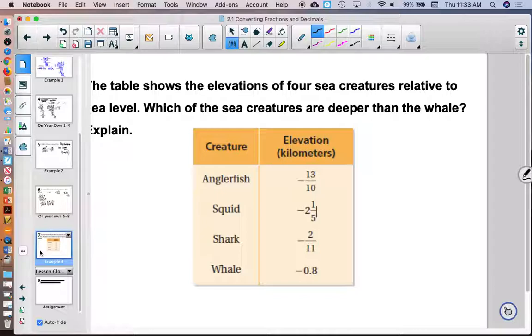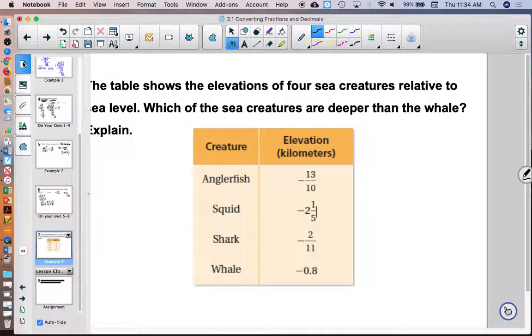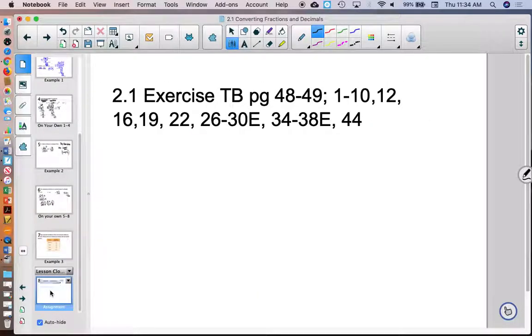Okay, let's apply what we've been doing. The table shows the elevations of 4 sea creatures relative to sea level. Which of the sea creatures is deeper than the whale? You're gonna answer this and then, because we're out of time. Whoa, that's not the assignment. I'll fix that, because you'll be doing a math journal page.